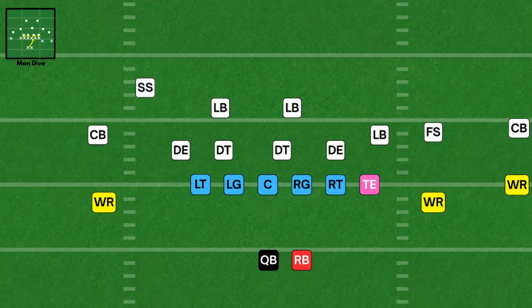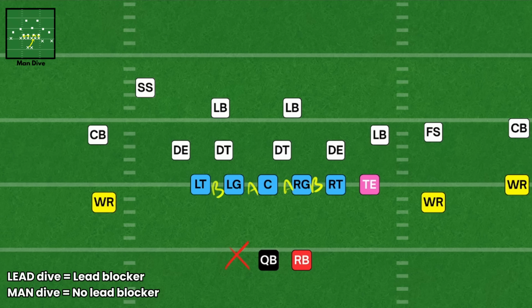Man dive is very similar to lead dive in that the running back is hitting the A or B gap, while linemen use simple hat-on-hat blocking. The difference is that the back has no lead blocker. Notice that the play call doesn't include the word lead like before. Why would teams do this?